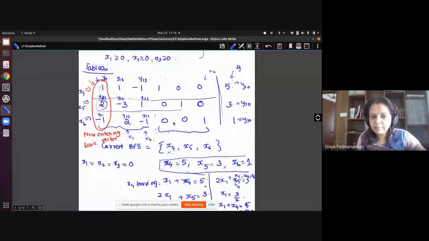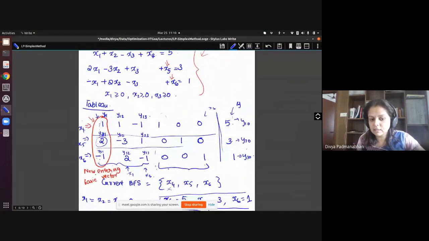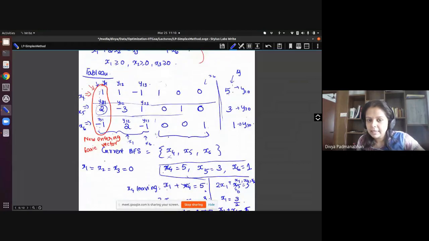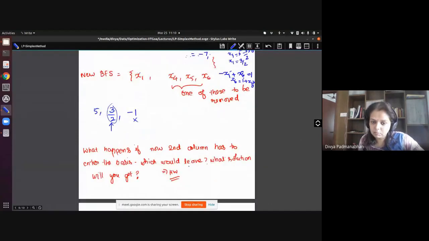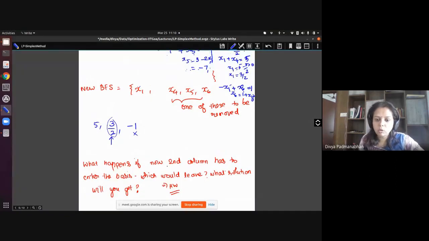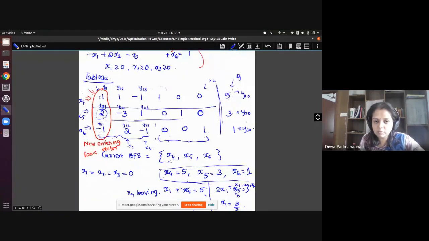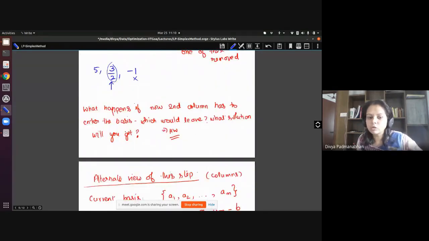So for this example that we tried out here, if we fix this as the basic vector which was entering, then x5 was the one that would have to leave the system. Similarly, you can try to work this out yourself. What happens if instead of this first column, you say that the second column has to enter? That is equivalent to saying that x2 enters the basis and one of x4, x5, x6 has to leave. So try this out as homework and see what solution you get. You don't have to submit this. It's just to give you practice on this step.